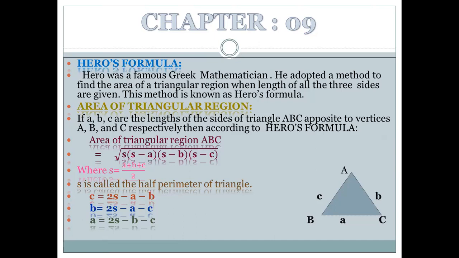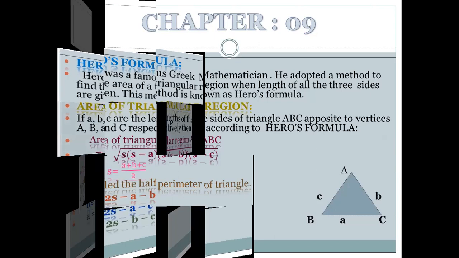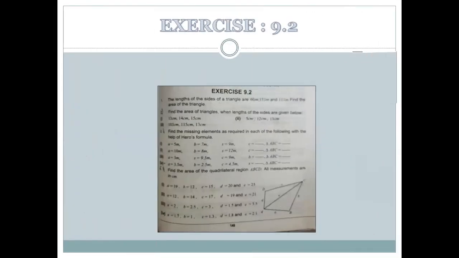Hero was a famous Greek mathematician. He adopted a method to find the area of the triangular region when the lengths of all the three sides are given to us. Yes, now come to the exercise. Exercise 9.2. There are 4 questions. Question 2, 1 and 2 part is included. Question 3, first 2 parts included. Question 4, first 2 parts are included in this exercise.